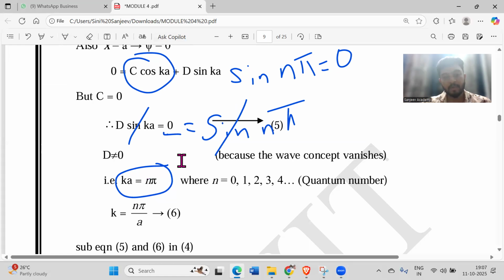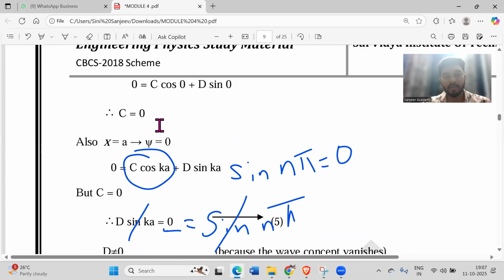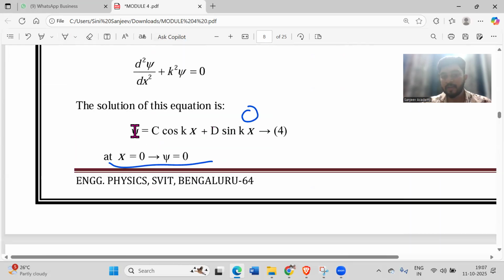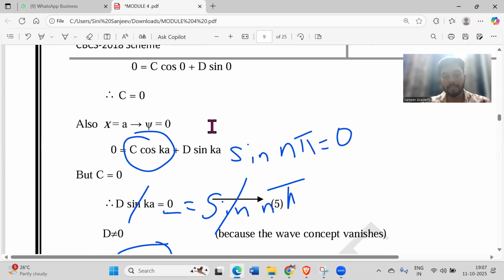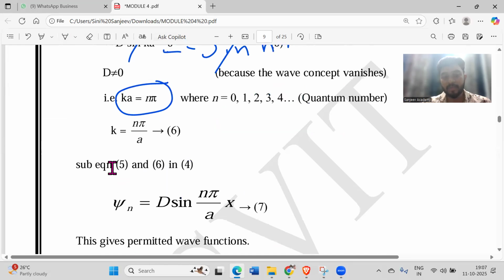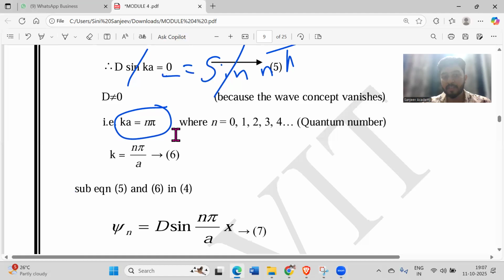Now what I'm going to do is, all of these values, whatever I got, right? C, D and all. C is 0. D is, I got what? D not equal to 0. So k is n pi by a. So all of these equations I'll be putting in 4. So 5 and 6.